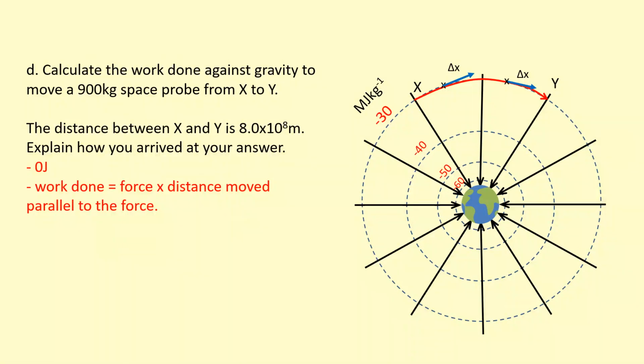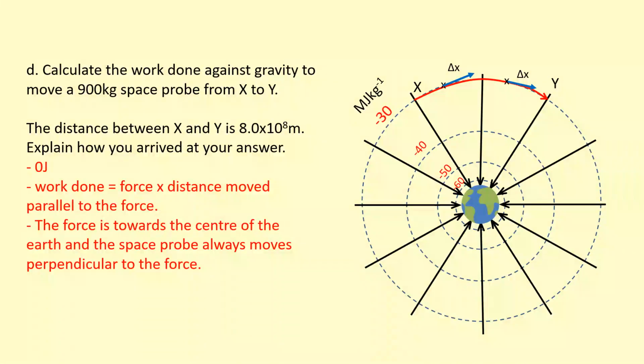At all those points I've drawn on the diagram here, the force is at 90 degrees because it's acting toward the center of the Earth. So the force at each point is 90 degrees. Therefore, there will be no work done, because work done is defined as force times distance moved parallel to force. This object never moves parallel to the force if it's going from X to Y along that path. So that's why the work done is 0.